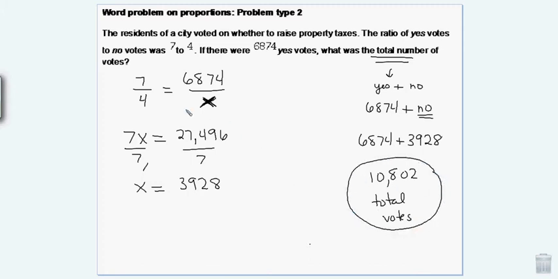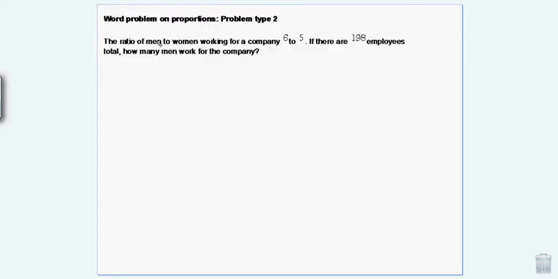Okay, so this is a two-part problem. We have to set up a proportion and solve it, and then we have to add in order to get the total. So let's try one more like this. We have a ratio of men to women working for a company: 6 men to 5 women. We have 198 employees total.